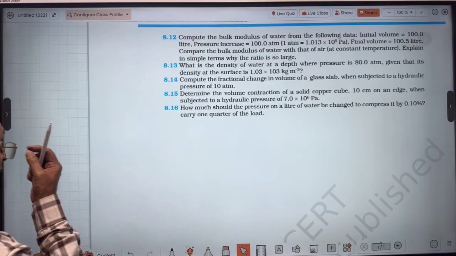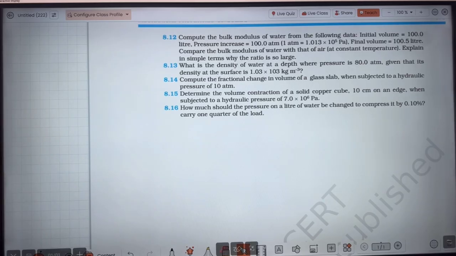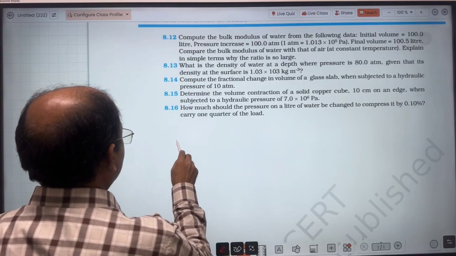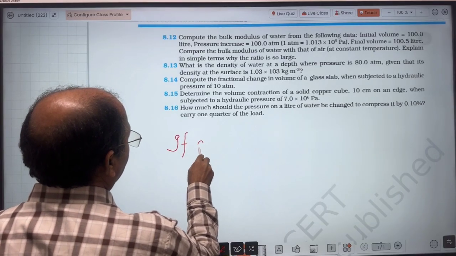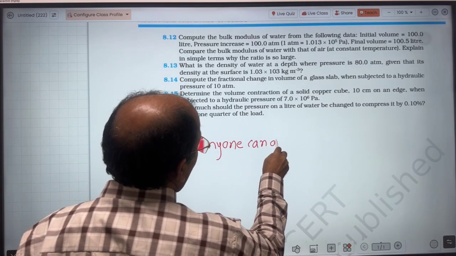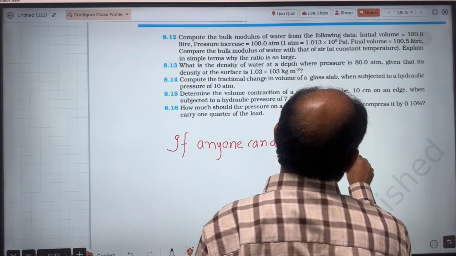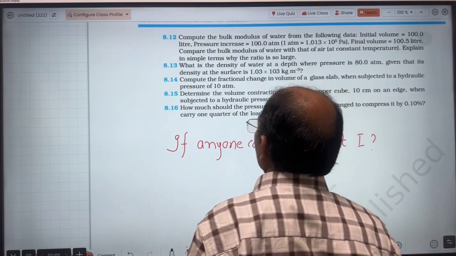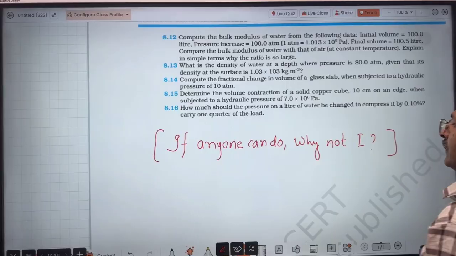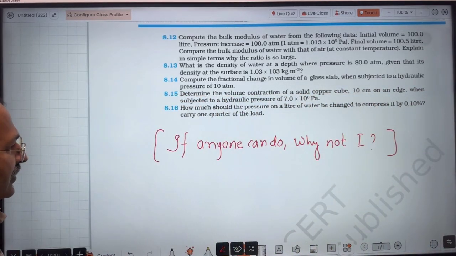Here I would like to tell you one key concept. Always keep in mind some important factors. There is one principle: if anyone can do it, why not I? While solving any question, keep this in mind. Never get desperate. Even if you can't do it, take time.